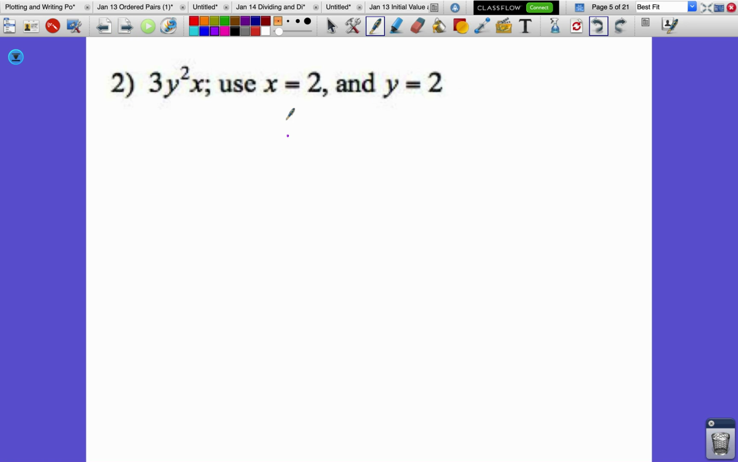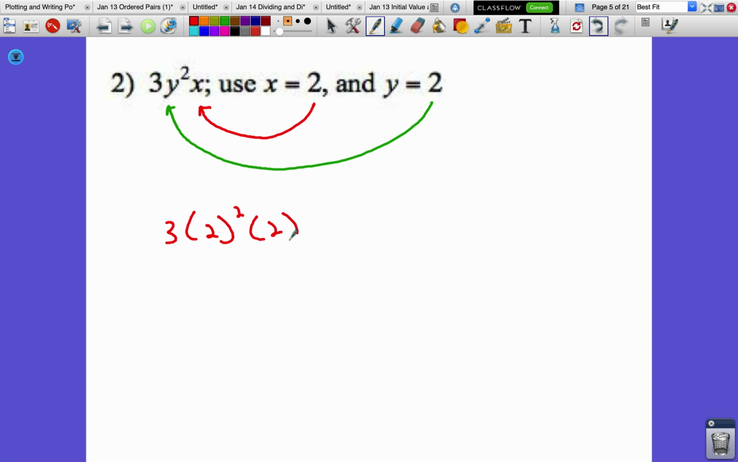All right, here's another one. We'll do this one together. So 3y squared x, and we're going to use x equals 2 and y equals 2. So I'm going to draw an arrow here, showing that the 2 is going to replace the x, and draw an arrow here, showing that this 2 is going to replace the y. Now I've got 3 times 2 squared times 2.